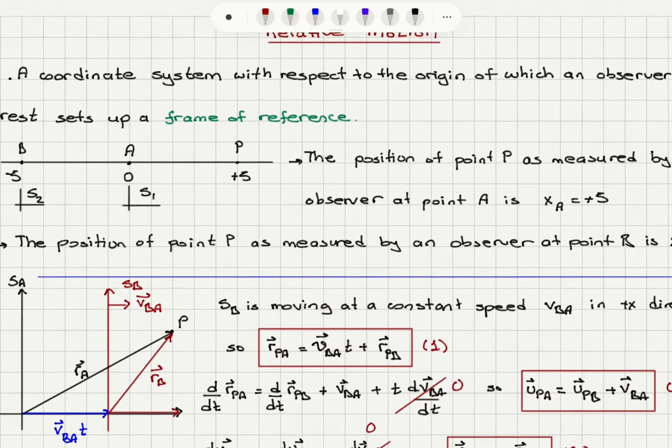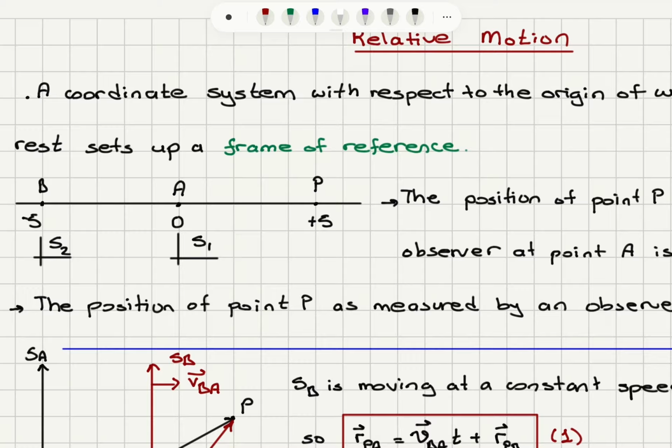So a simple example is here. We want to report the position of this particle at point P. And on this axis, you can see here, we label 0 point A, minus 5 point B, and plus 5 point P. So if I ask you what is the position of this particle P with respect to an observer at point A, you put a reference frame coordinate system here, and at the origin we have an observer who is watching the particle at point P, and he or she will report plus 5.